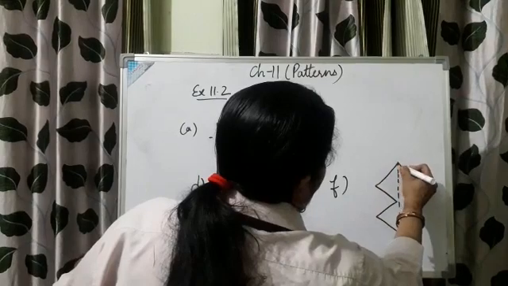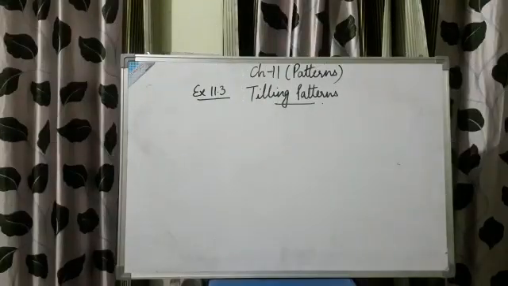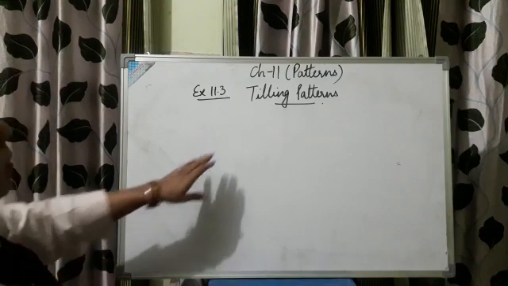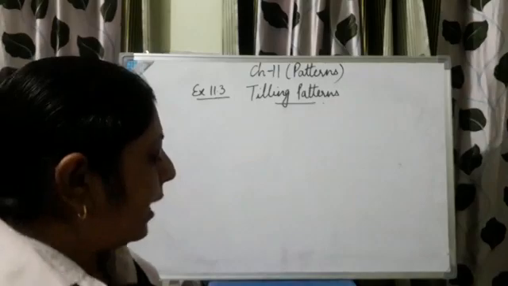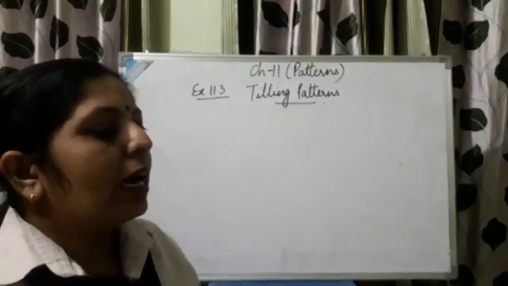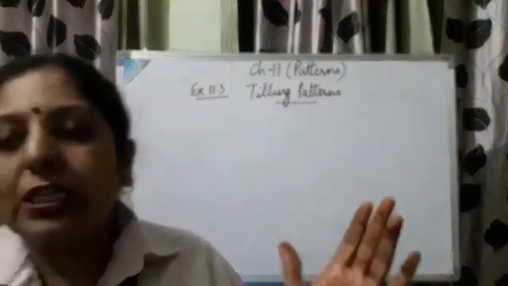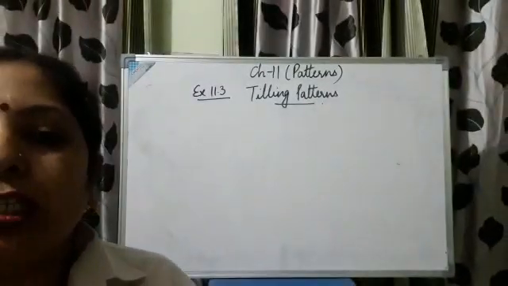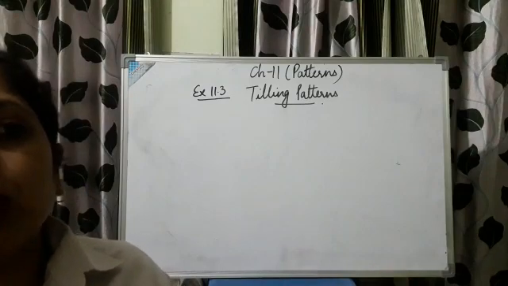The second half you will draw opposite half like this. Coming to exercise 11.3, it is about tiling pattern. Before starting this exercise, I want to tell you that tiling patterns are the patterns which resemble each other, like in your washrooms or in kitchen, wherever. Even nowadays you use tiles in the drawing room also.